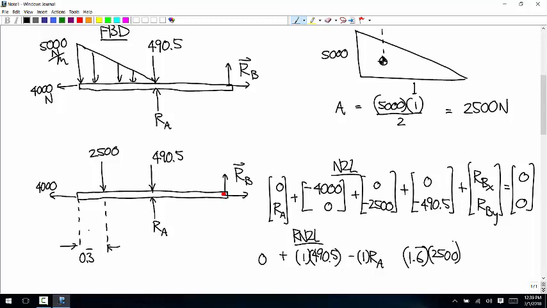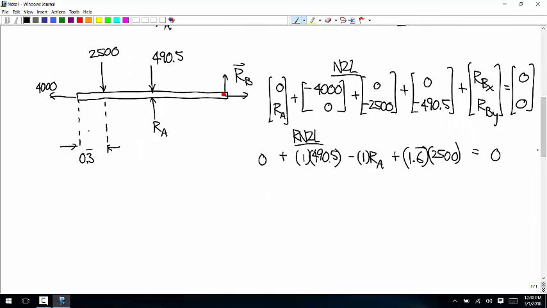And is that clockwise or counterclockwise? That's counter, so positive. And the only force we have left is the 4,000. That's horizontal, so that doesn't produce a moment. So all this adds up to 0. And so now we have our system of equations.